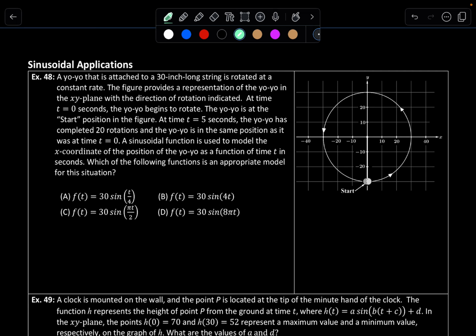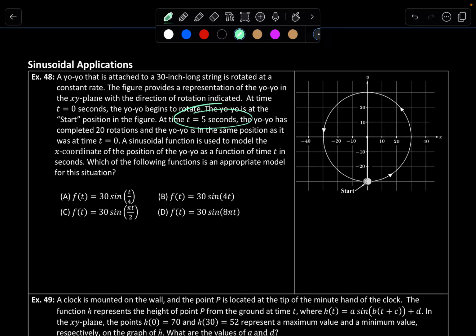So for multiple choice, it's always, I call it a game. See how many you can eliminate. That way you raise your chances of finding the correct answer. So for this particular problem, we have this yo-yo and it's rotating extremely fast. It says that we have 20 rotations in 5 seconds, all right?